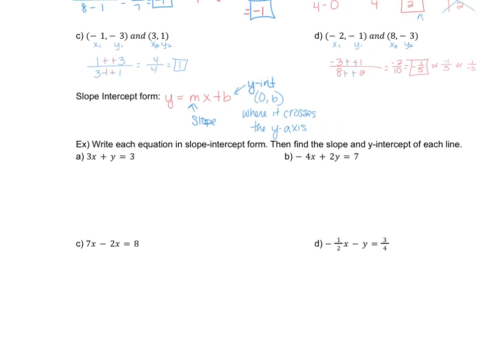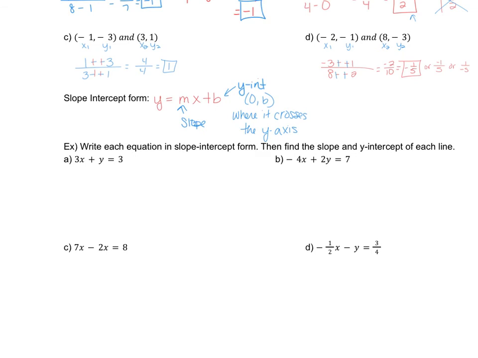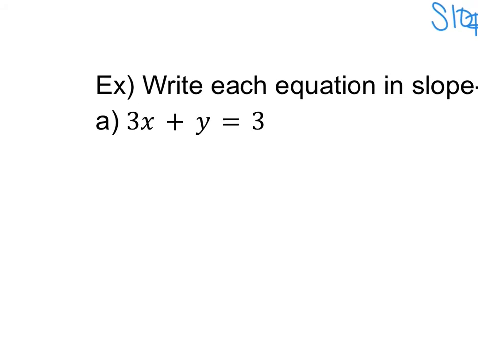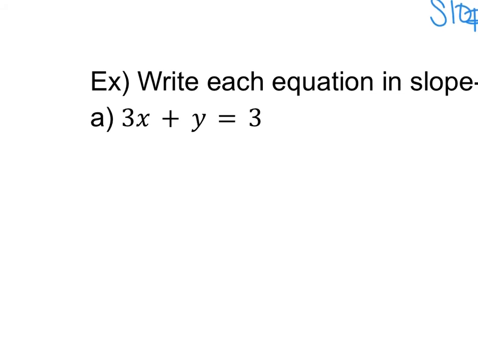Write each equation in slope-intercept form, then find the slope and the y-intercept of each line. Okay, so first we need to get the y by itself, so we need to get rid of that 3x. Any idea how to get rid of it? So you need to subtract it since it's a positive. Okay, so those cancel.